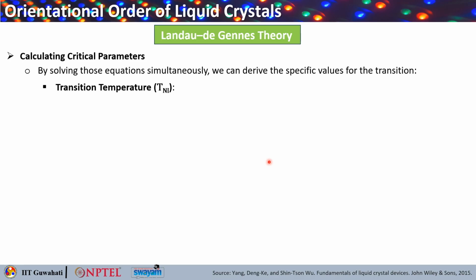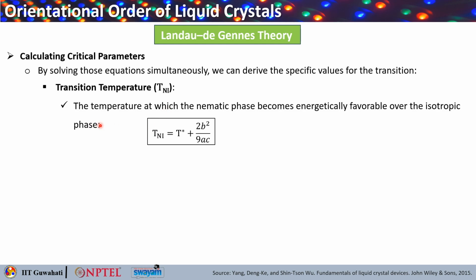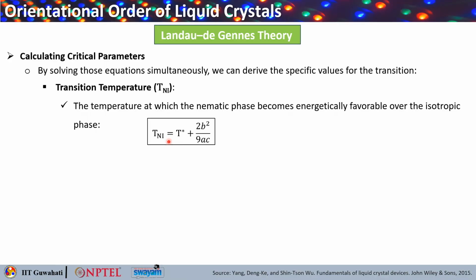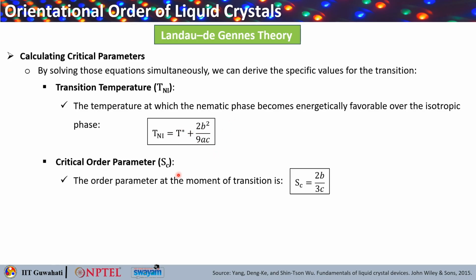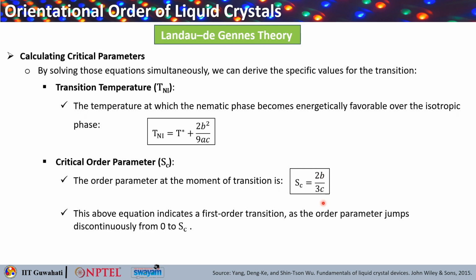The first parameter is the transition temperature, T NI. We understand that the temperature at which the nematic phase becomes energetically favorable over the isotropic phase is this. So, this is the transition from isotropic to nematic. If you want the liquid crystal to behave like a nematic crystal, you have to have this temperature. So, T NI equals T star plus 2 b square divided by 9 A C. What is the critical order parameter here? The order parameter at the moment of the transition is basically 2b by 3c.